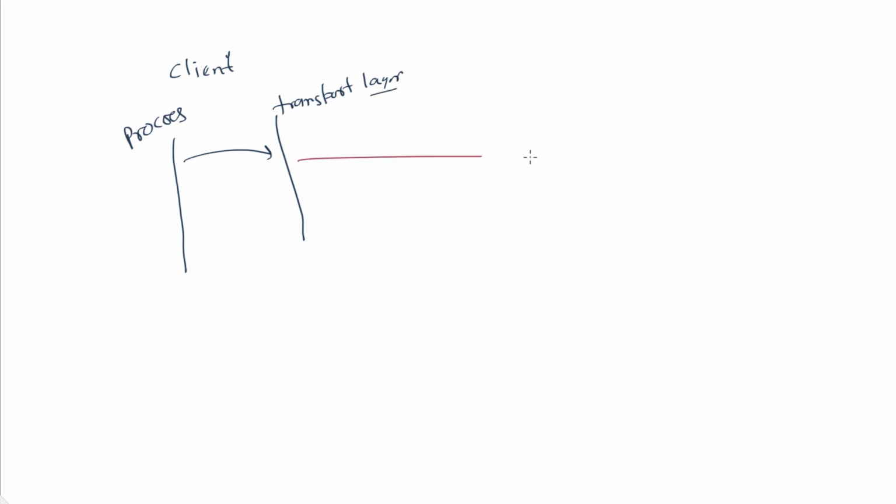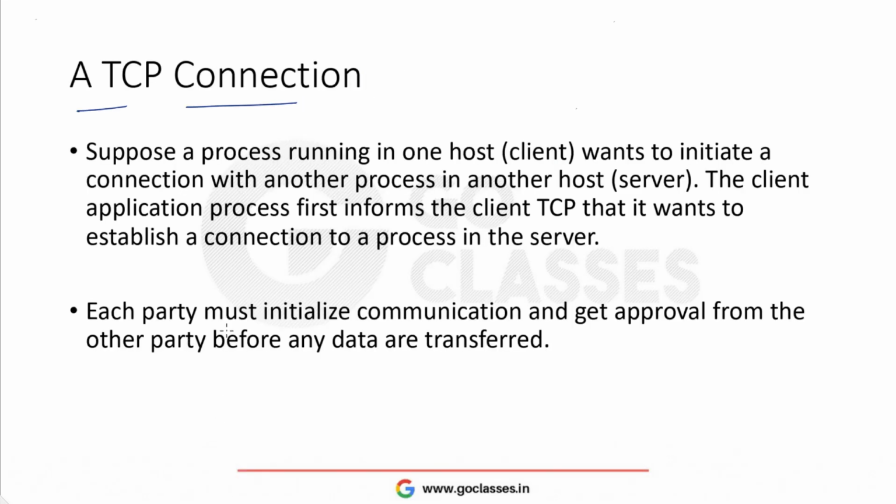Let's say this is the client, and this is the process or the application layer, which will ask the transport layer to initiate some connection. So based on the request, the client will send the connection establishment request to the server. This is what is happening, right? And each party must initialize communication and get approval from the other party before the data is transferred.